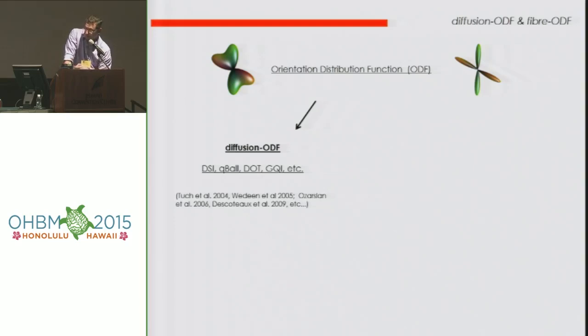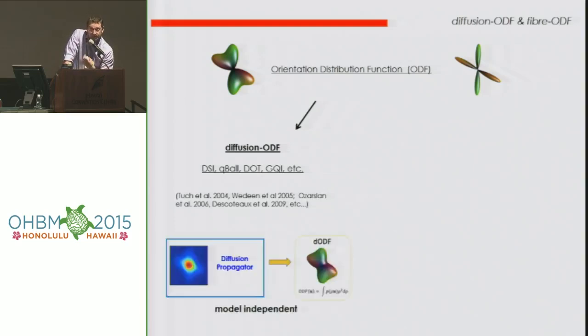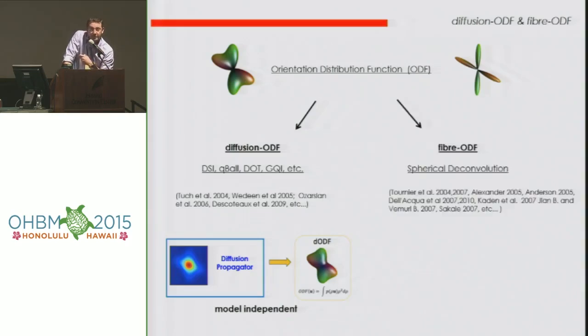In the case of diffusion ODF, the idea is to obtain something directly related to the diffusion propagator. I'll come back in a second to explain in more detail what we mean by diffusion propagator, but the idea is to capture the information on water molecule displacement and reconstruct this diffusion ODF, which is nothing else than the radial information, the probability of diffusion in different directions. On the opposite side, we have the fiber ODF. The fiber ODF is not directly related to the diffusion displacement of water molecules, but directly tries to use a model to infer the underlying orientation of fibers, and the most common method is spherical deconvolution.